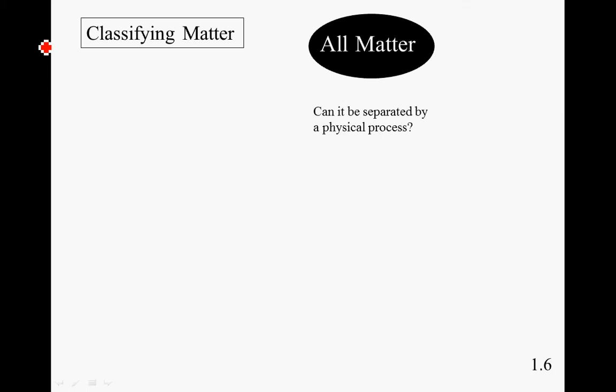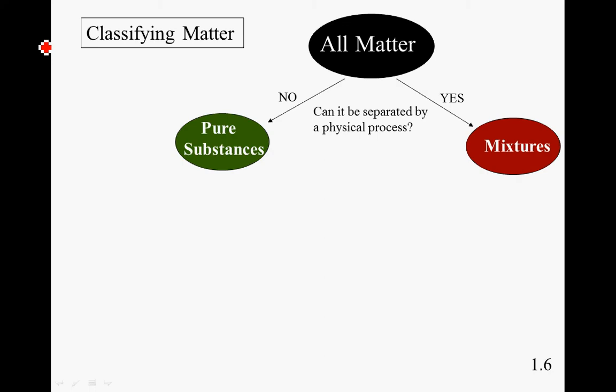you should be asking yourself these questions. Can it be separated by a physical process? If the answer is no, it's a pure substance. But if it's yes, it's a mixture, like the carbon dioxide, the oxygen, and the nitrogen can be separated out.